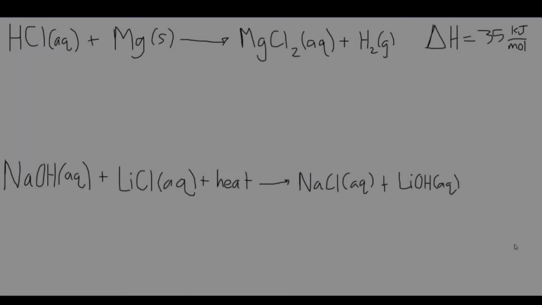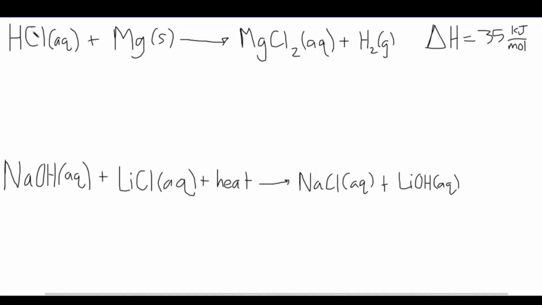Let's look at an example of this. Here, we can see we have our equation, and real quick I'm going to balance it. If you want to practice, you can pause the video and balance it, but here's how you would balance it. And now, right here, we can see this delta H value equals 35 kilojoules per mole.